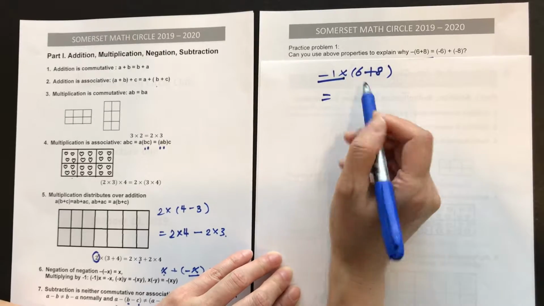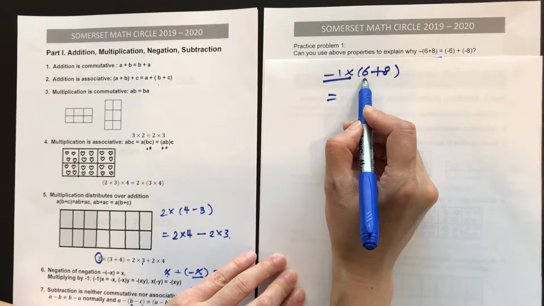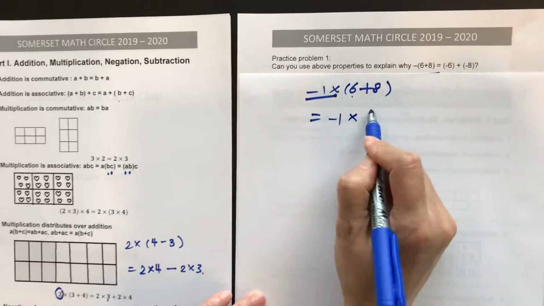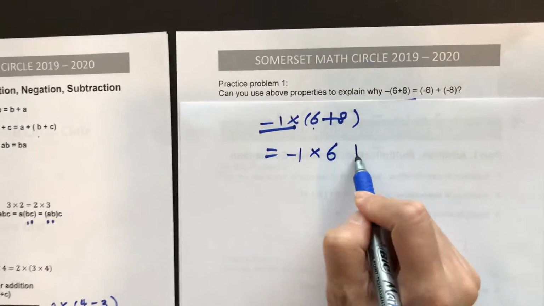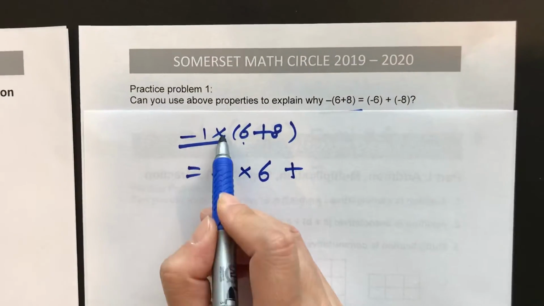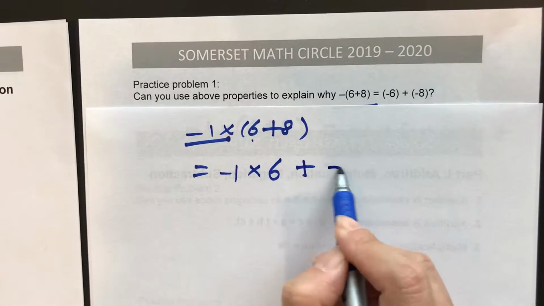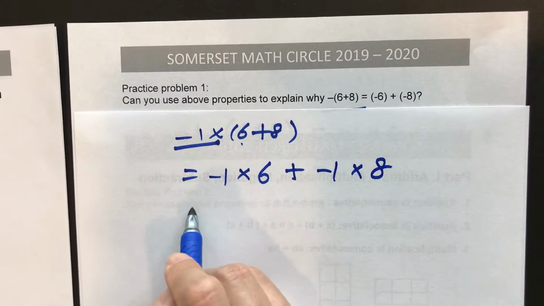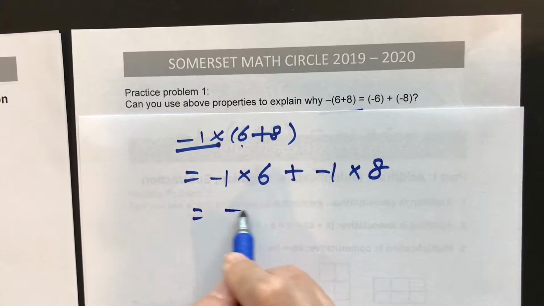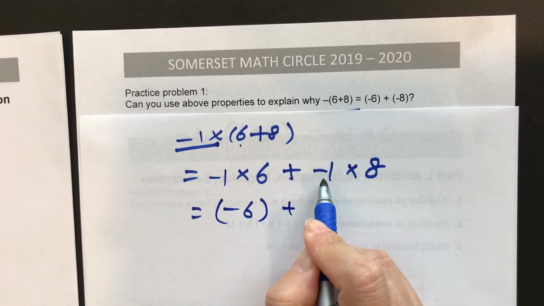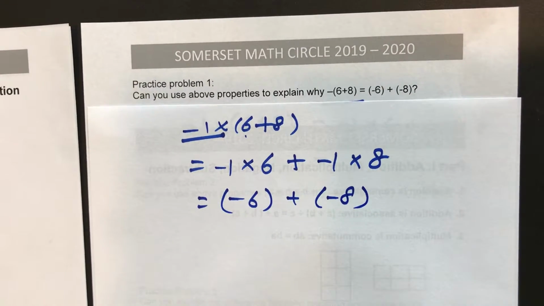So this multiplication first acts on the first term, which is 6, minus 1 multiply 6. Whatever sign inside the bracket remains, and then this multiplication applies to the second term, which is 8. So minus 1 multiply 6 is negative 6, and minus 1 multiply 8 is negative 8.